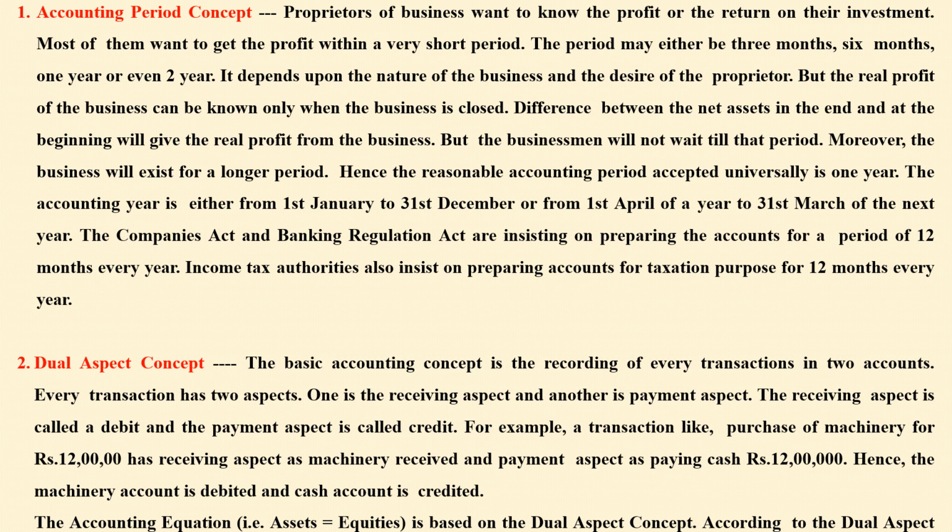The accounting equation is assets equal to equities, that is, liabilities. According to dual aspect concept, the total debits will be equal to the total credits in an accounting period.